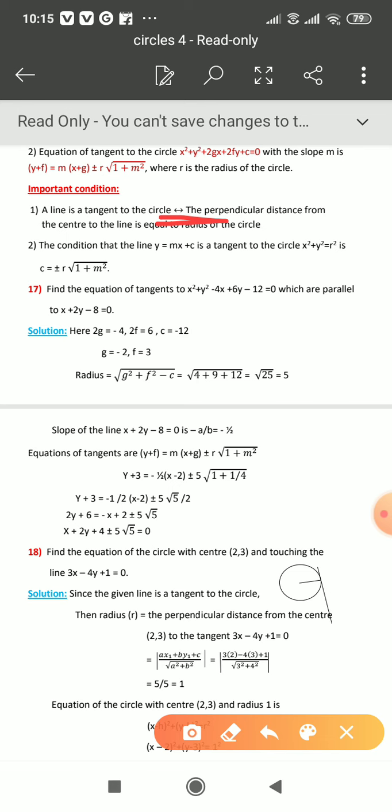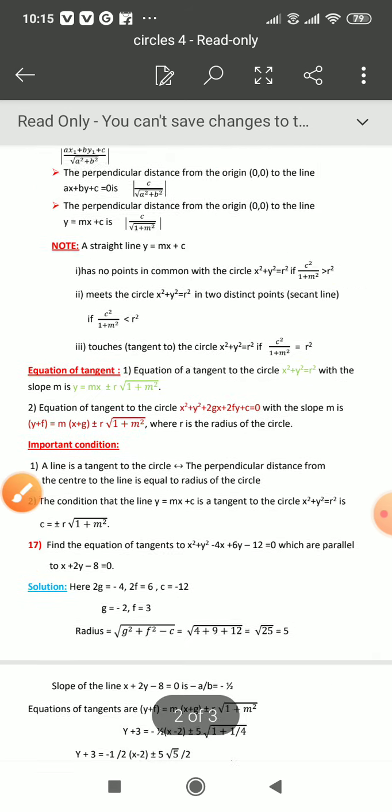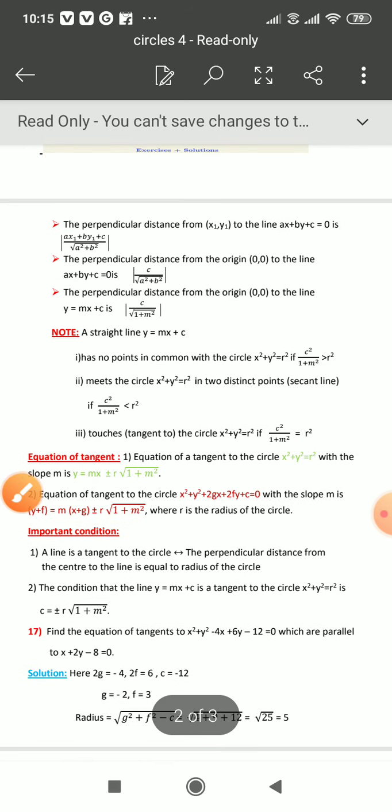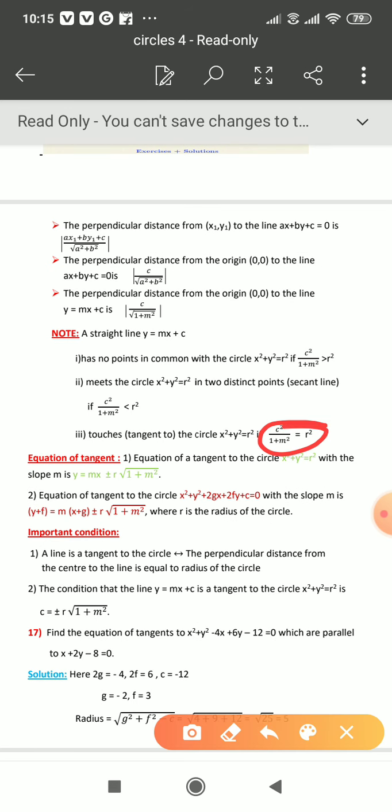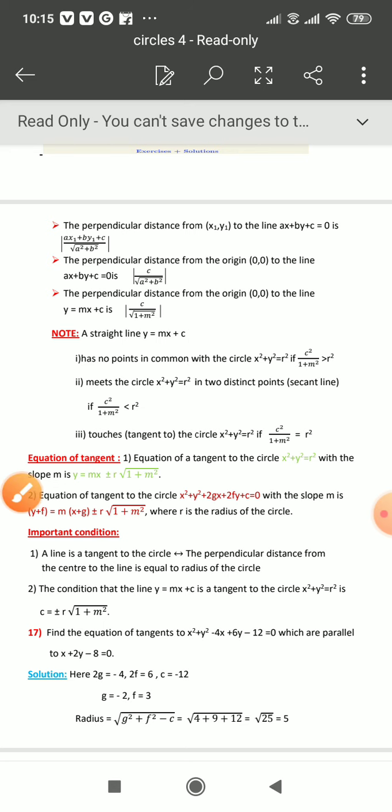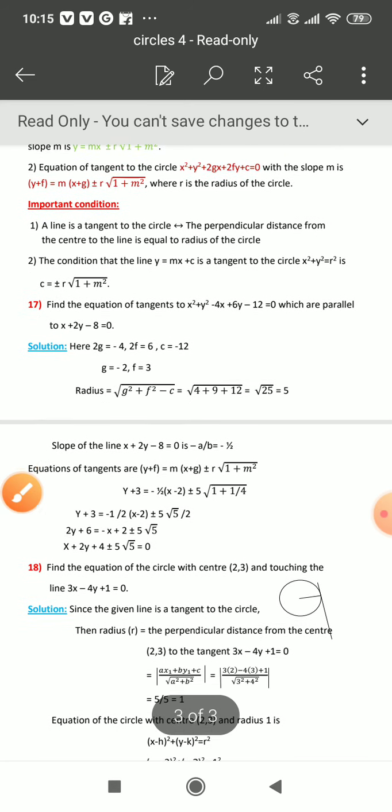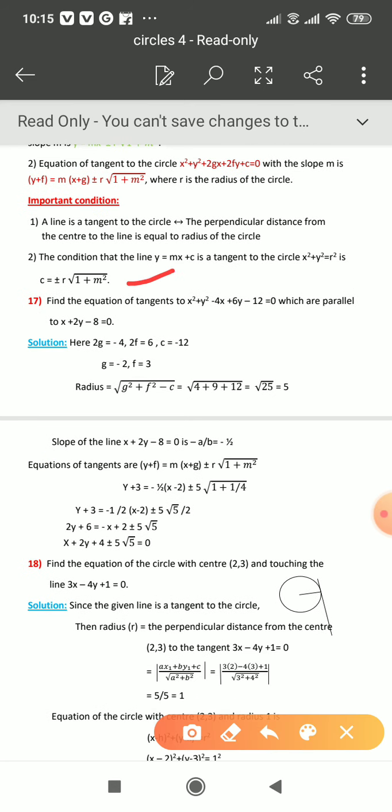Once again, when we say y is equal to mx plus c is a tangent to the circle, this is the condition already: c square by 1 plus m square is equal to r square. By using that condition, c is equal to plus or minus r root of 1 plus m square. By using this formula, we discussed a problem.